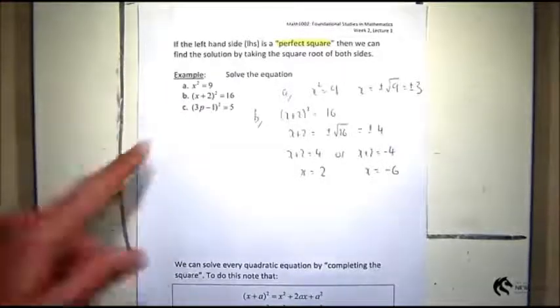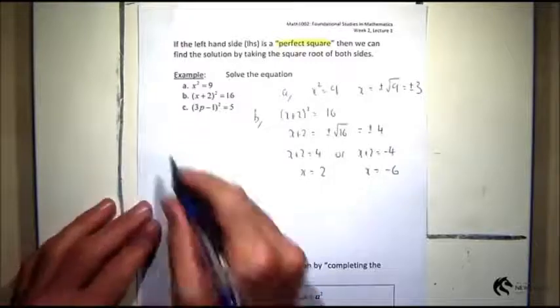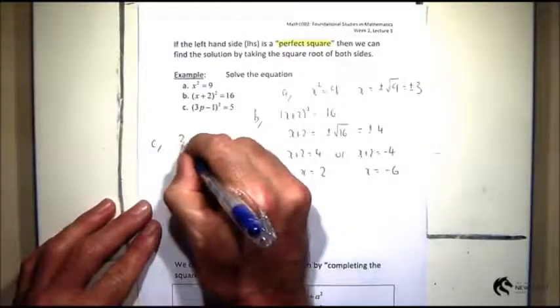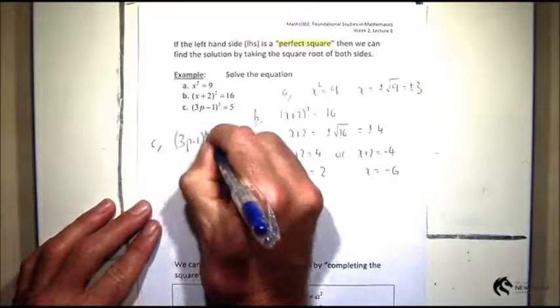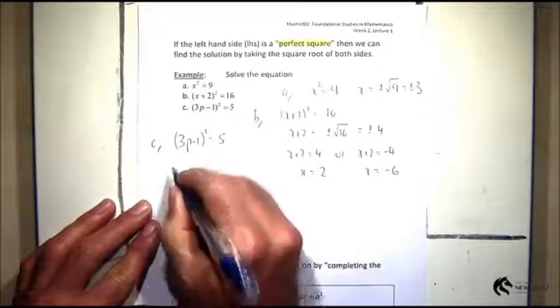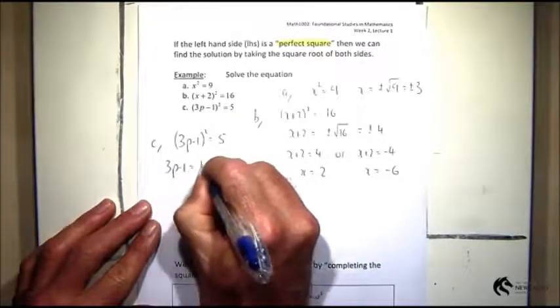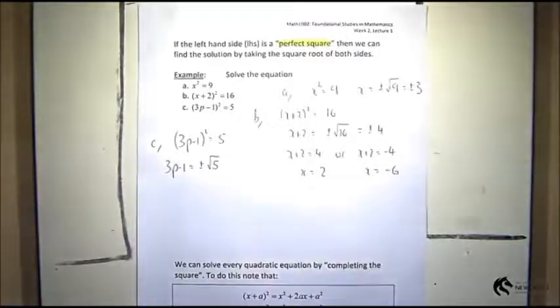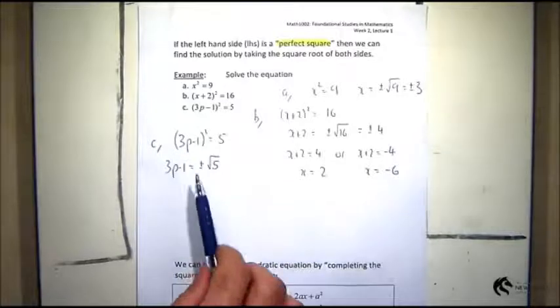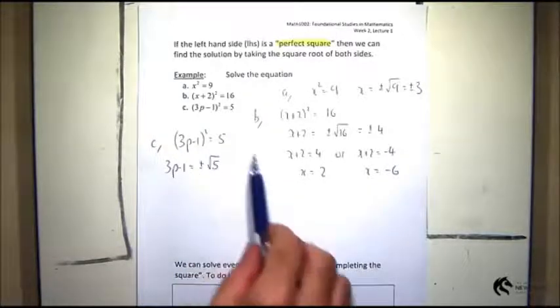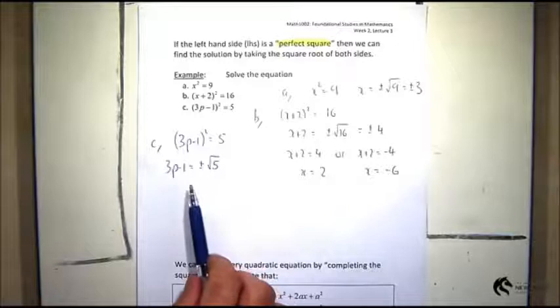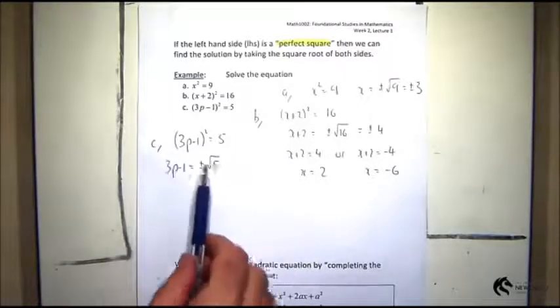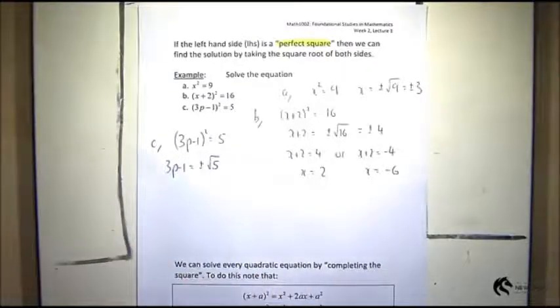We'll do one more. Let's do C while we're at it. So C here is 3p minus 1 all squared is equal to 5. Therefore, 3p minus 1 is equal to plus or minus the square root of 5. Now, in this case, the square root of 5 is a number, but its decimal expansion goes on forever. And so to write down the exact answer, I just leave it as the square root of 5. I can't simplify that any further. We know that from our surds. So I'm just going to leave that as plus root 5 and minus root 5.